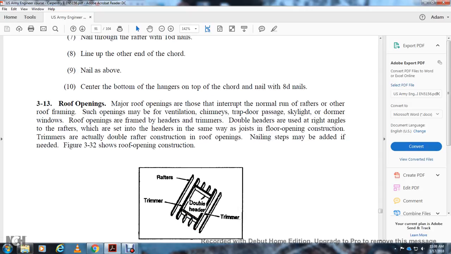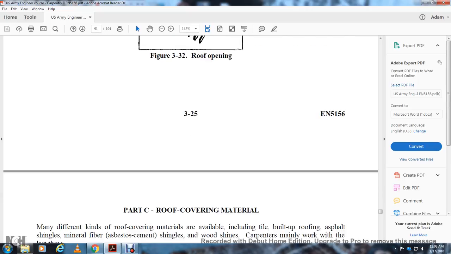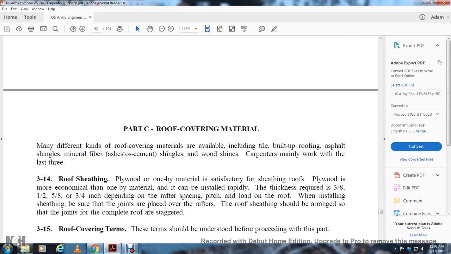A trimmer, rafter, double header, trimmer. Part C, roof covering material. Many different kinds of roof covering materials are available: tile, built-up roofing, asphalt shingles, mineral fiber, asbestos cement shingles, and wood shingles.